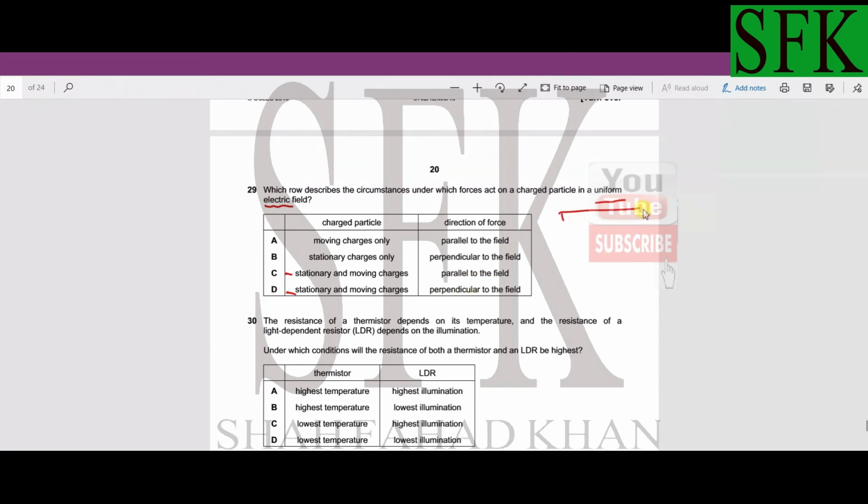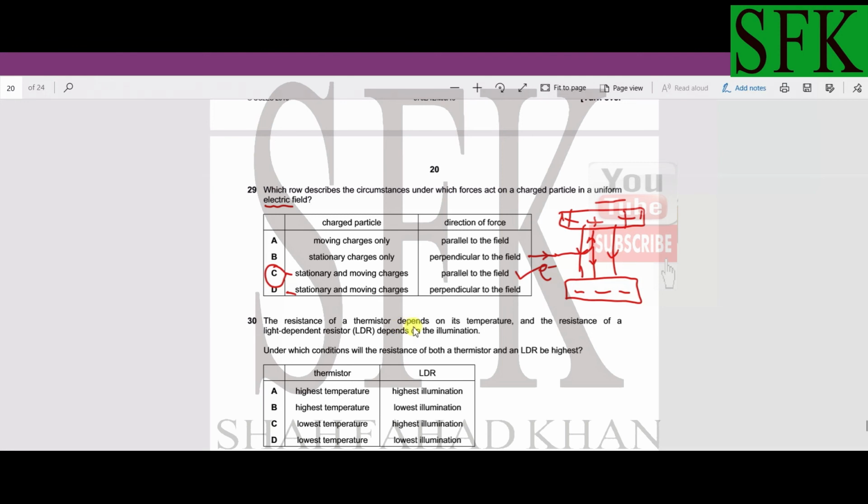If you take an example of the field, with two plates, the positive plate and the negative plate, and the field is directed downwards, and an electron beam enters the field from over here, it will move either parallel or anti-parallel to the field, but it will not be perpendicular. Option C should be correct: both stationary and moving charges, and parallel to the field. Now let's move on to the next.